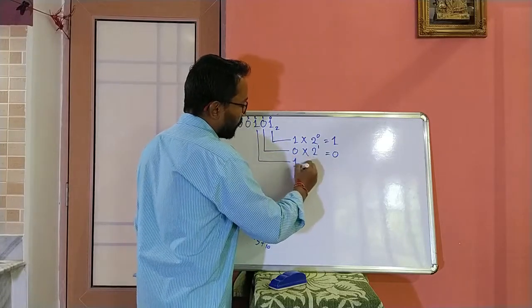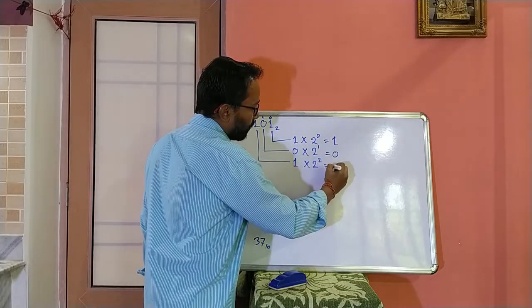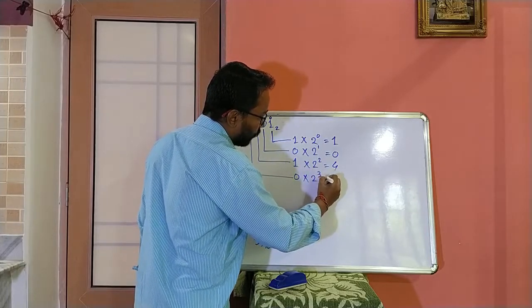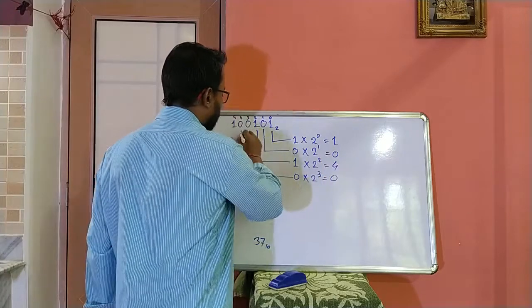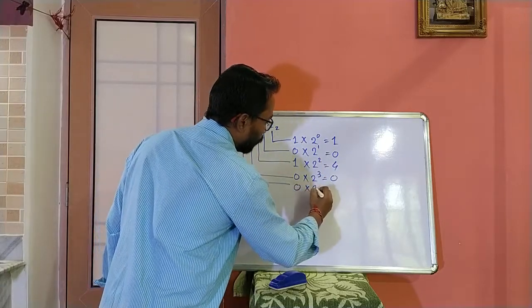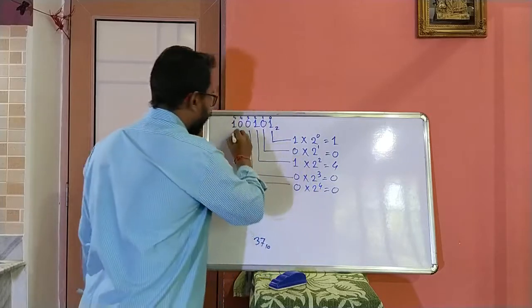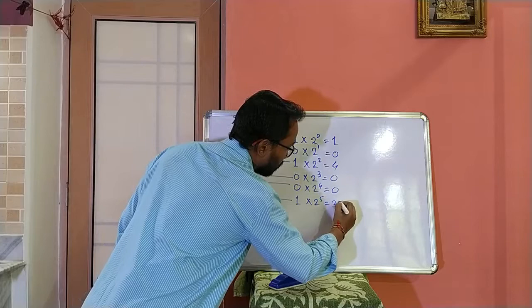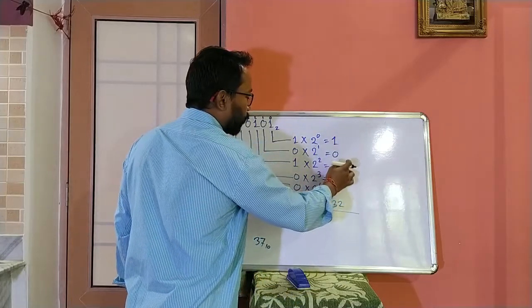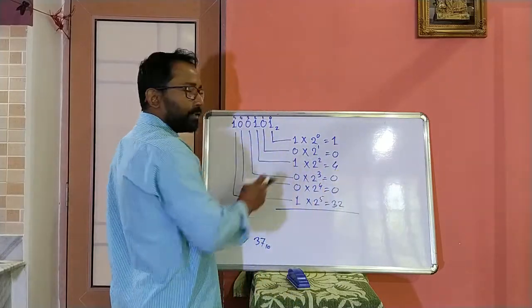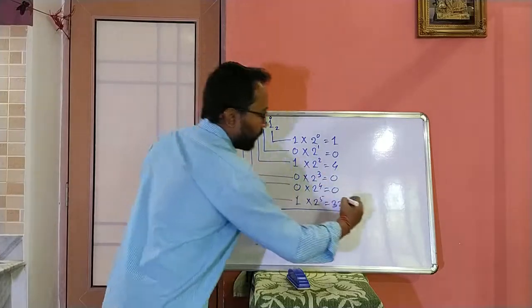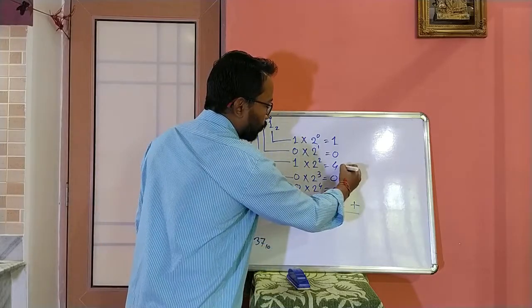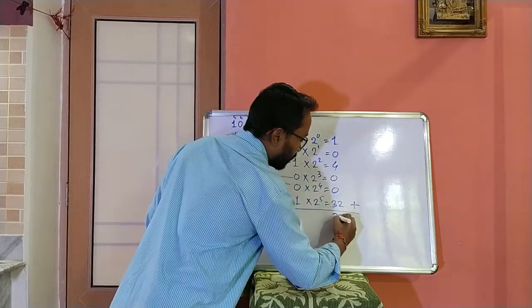Then next 1 into 2 to the power 2 means 4. Then again 0 into 2 to the power 3, no need to calculate, as 0 is there, you put 0 here. Then 0 into 2 to the power 4, again 0. Then the first digit 1 into 2 to the power 5 means 32. Now 1, 0, 4, 0, 0, 32, these are the values of these digits in the number. Now we have to calculate their sum to find out the value of this number. 32 plus 4 is 36, plus 1 is 37.